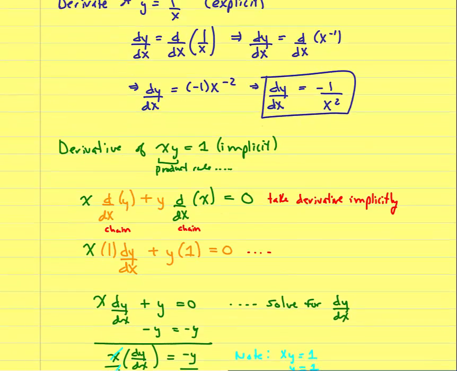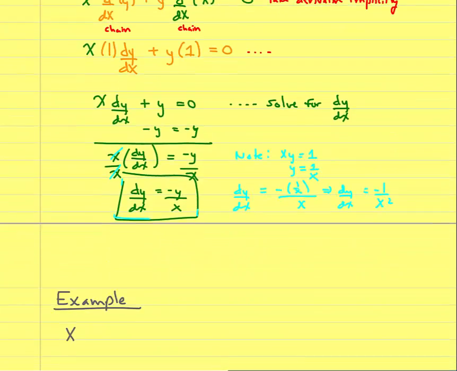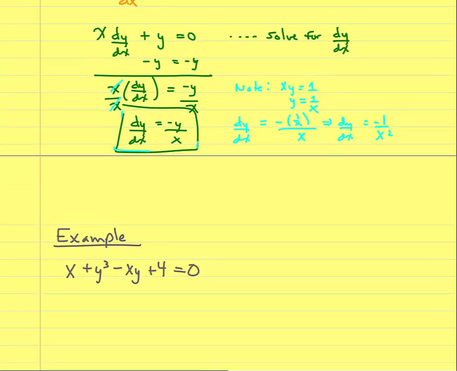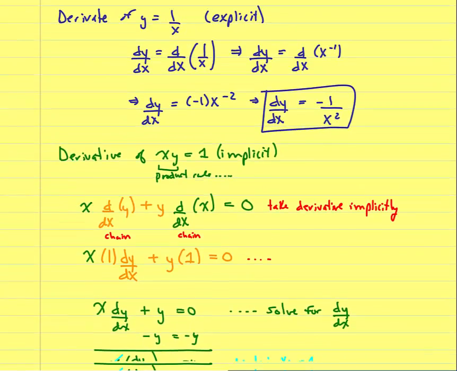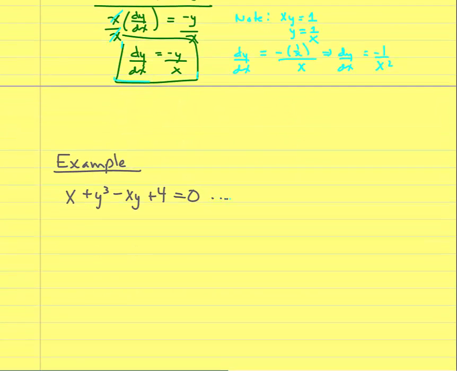Let's look at the one that we had before that I made up at the beginning. So let's look at x plus y cubed minus xy plus 4. Let me double check that. It doesn't really matter which one it is. X plus y cubed minus xy plus 4. Yep, that's it. Okay, so I want to find dy dx, find the derivative. And of course that derivative I'm going to note dy dx.